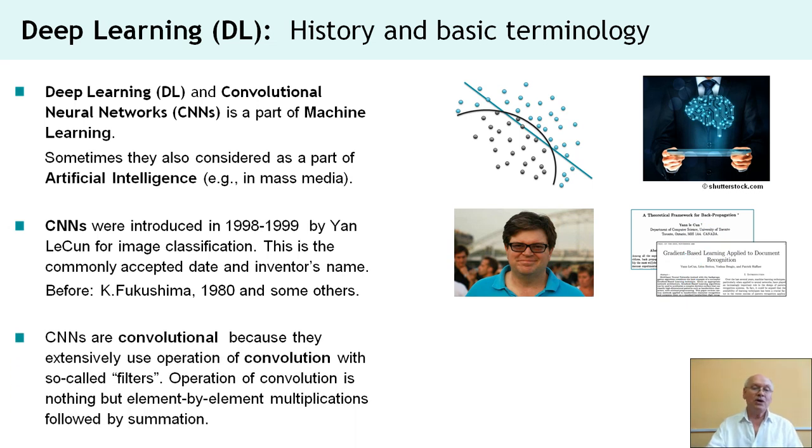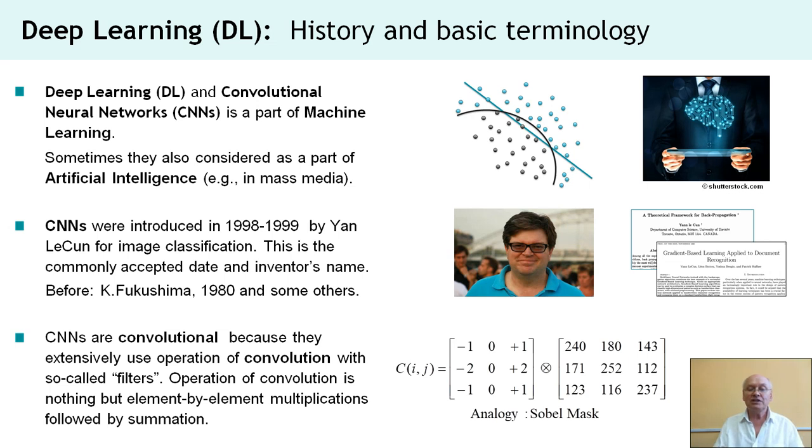Why do we call neural networks of this sort convolutional? We call them convolutional because they extensively use the operation of convolution with so-called filters. A filter is not filtering the image in the usual sense, but it's just a square-shaped table of numbers, which we apply to pixels in a certain region of the image, doing so-called convolution. Convolution is element by element multiplication of the filter weights, so-called, with image values or feature values, and summing up.